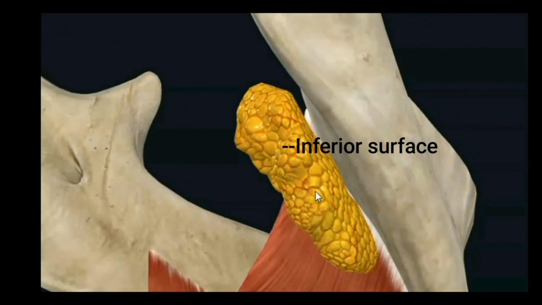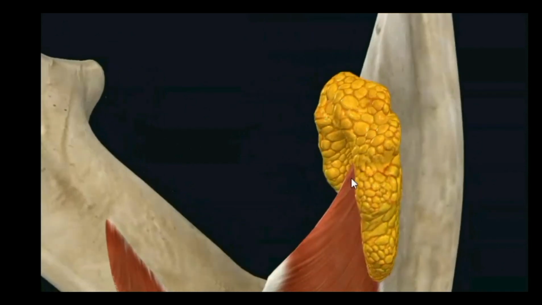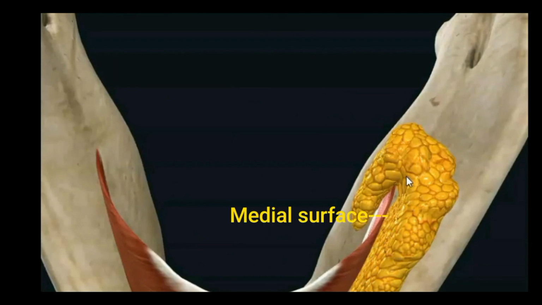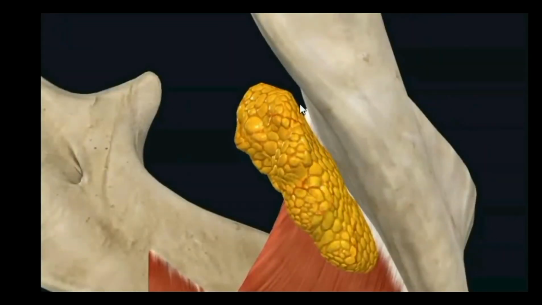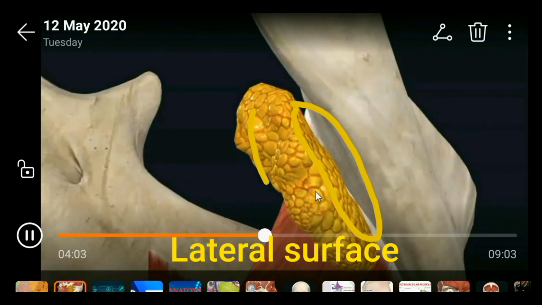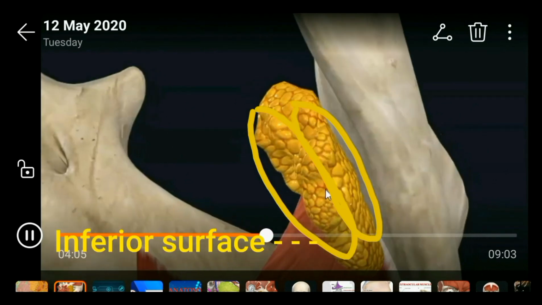This is the inferior surface, where it is in relation with the skin and superficial fascia, where you go and feel the gland below and medial to the mandible. Whatever part of the gland you feel, that is the inferior surface. And this part is medial, which is related to the mylohyoid muscle.